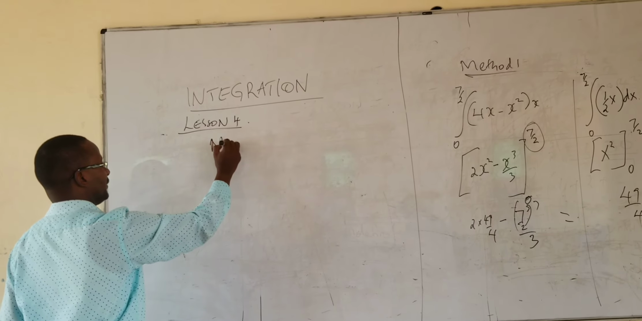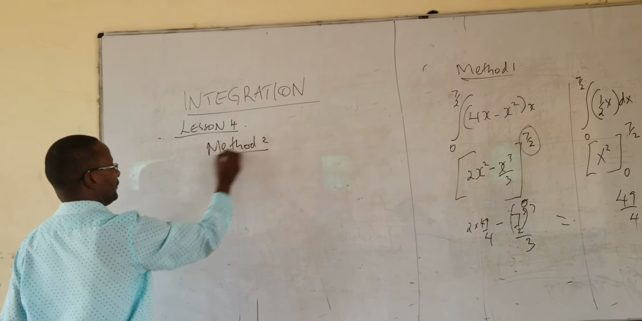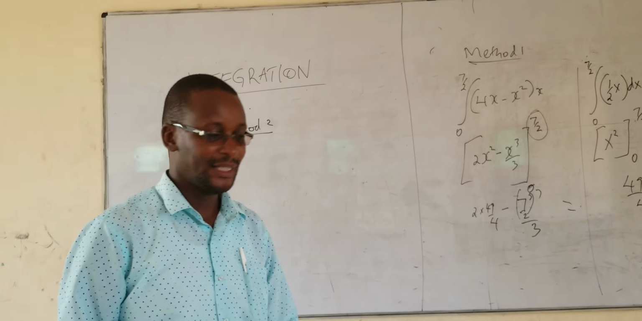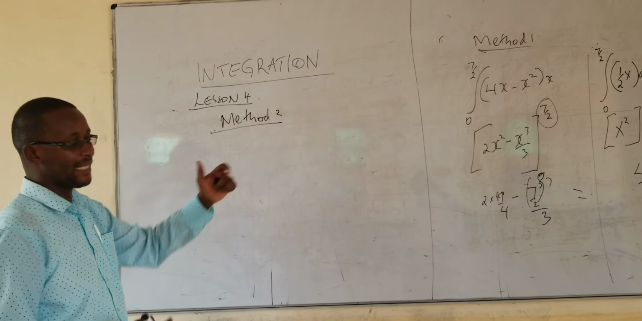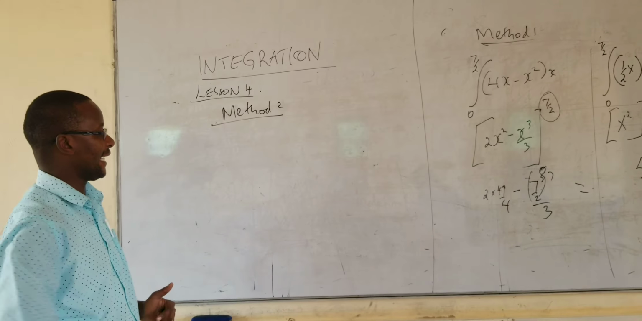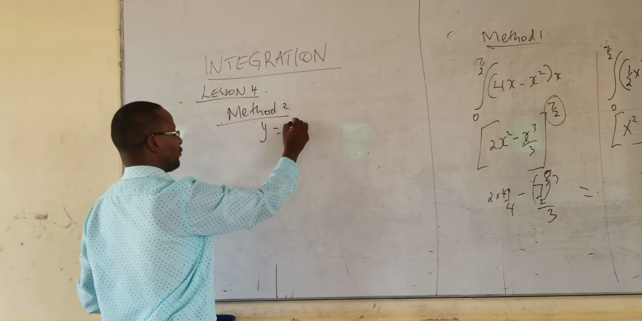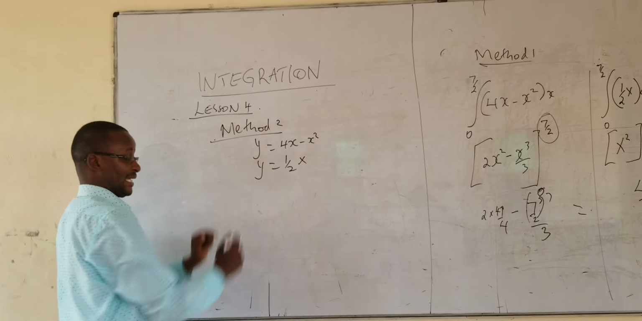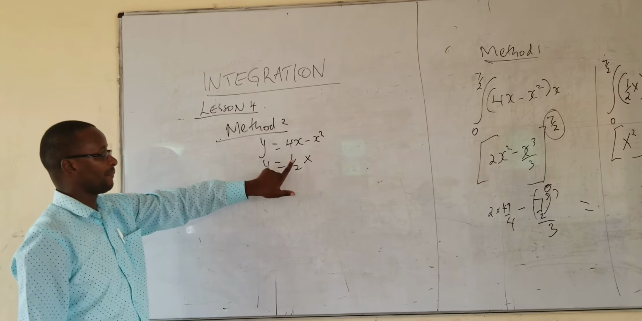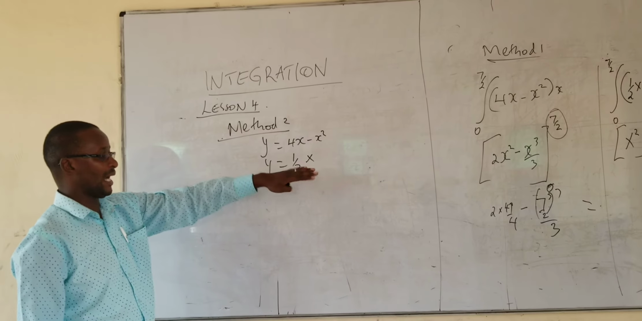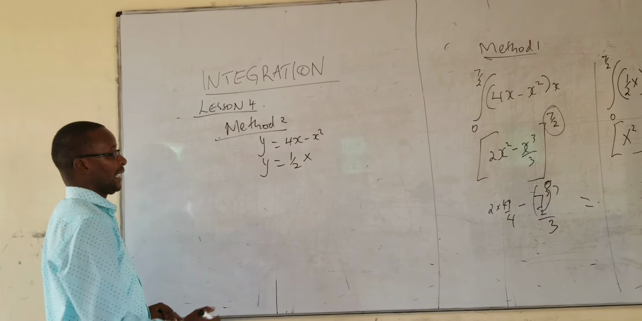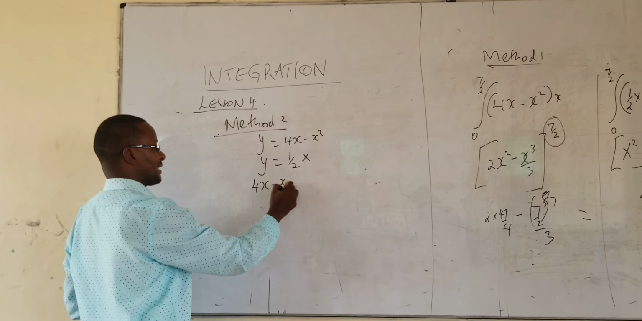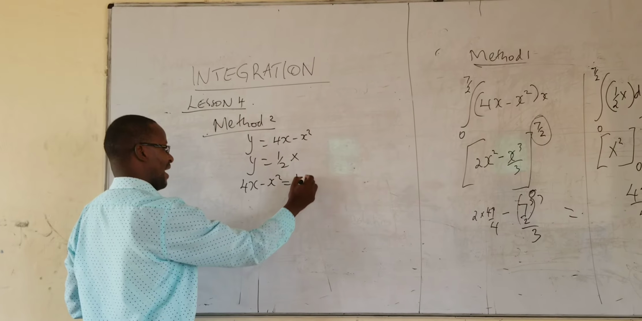The second method. In the second method, remember when we were solving and getting the points of intersection, I deleted that. We were solving y is equal to 4x minus x squared and y is equal to a half x simultaneously, so that we get the point of intersection and where we are going to integrate from, our limits. So when we equated these two, 4x minus x squared is equal to a half x.